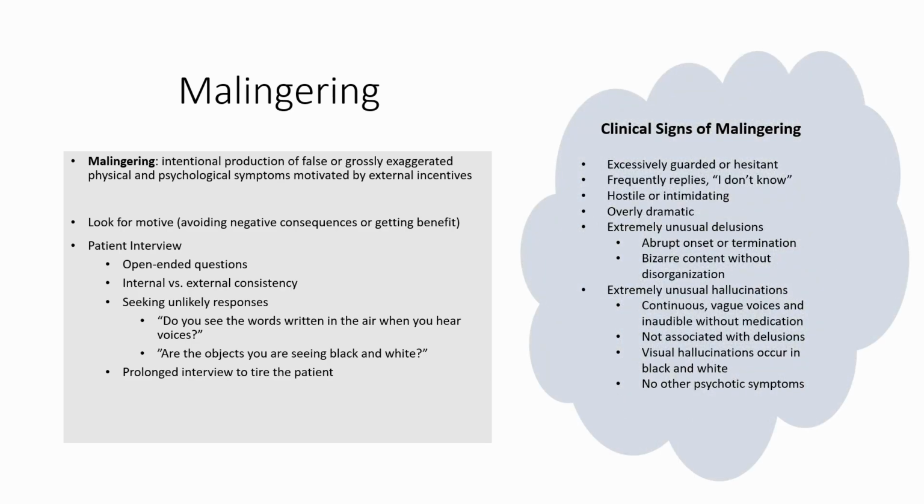Clinical signs indicative of malingering are excessive hesitance or guarding when answering or frequently replying, "I don't know." Patients can be overly defensive, hostile, or intimidating to deter the interviewer from delving further into their falsified symptoms. Some answers may be overly dramatic in an attempt to convince you of their severity. Be on the lookout for unusual delusions, abrupt onset or termination of symptoms, or bizarre thought content without disorganization. Some extremely unusual hallucinations that are more likely to be due to malingering are continuous, vague, or inaudible voices without other psychotic symptoms.